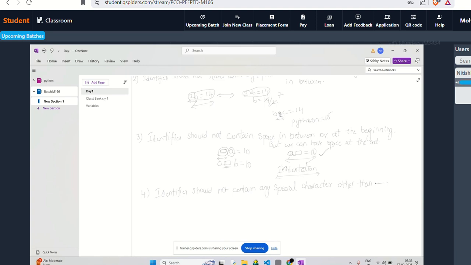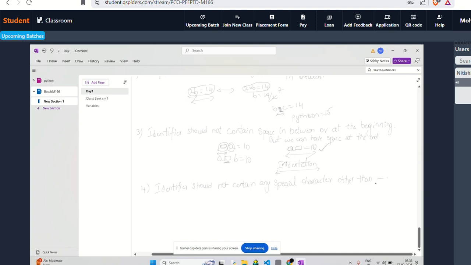See, tell me any special character. No, no, no. True, false, none can be passed as a value for a variable, but we cannot take true, false, none as a variable.